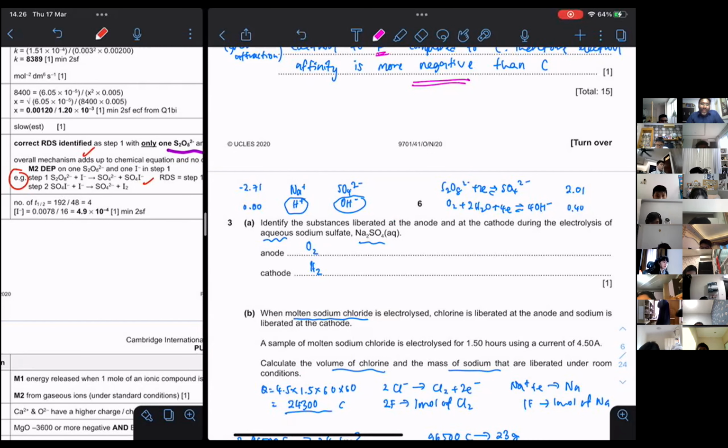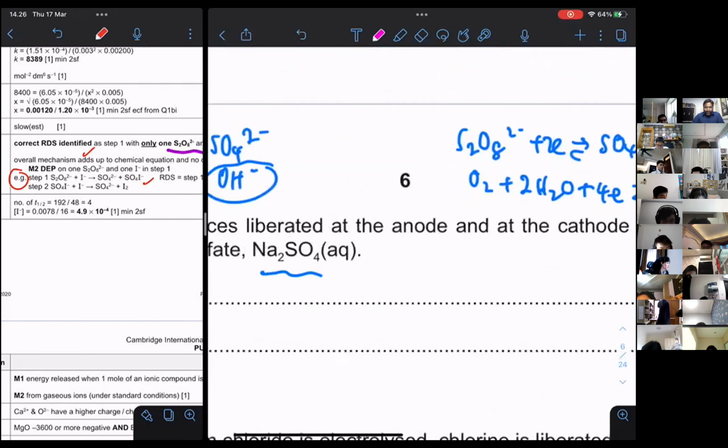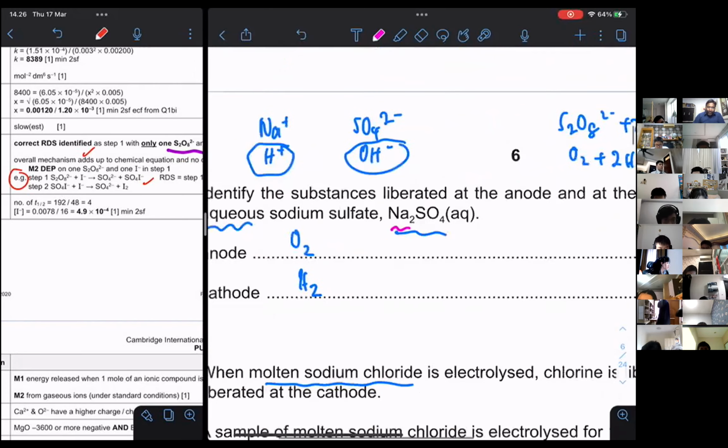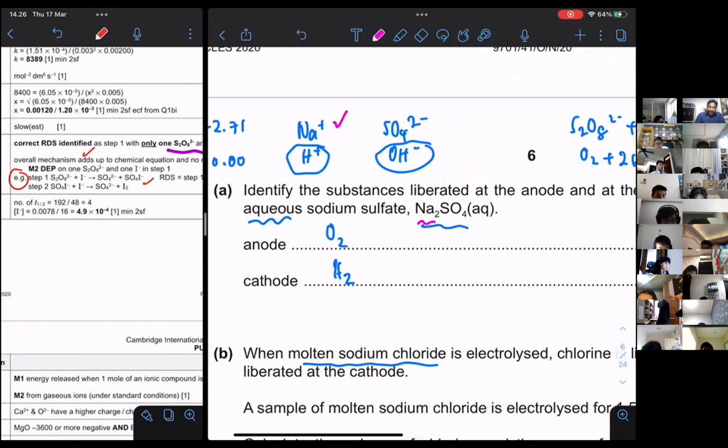Yeah, but okay, if you use the data booklet, you can find out which ion will be selected. For example, if you have aqueous sodium sulfate, the positive ions are sodium ion, and the aqueous solution contains H+ and OH minus from the water. So there are two types of cations. For anions, you have sulfate and OH minus.